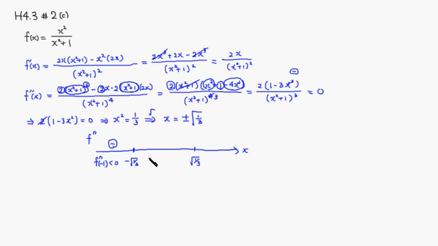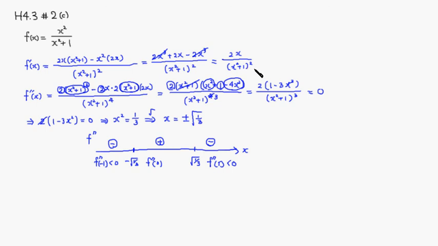For something between negative square root of 1/3 and positive square root of 1/3, I would try 0. For f double prime of 0, the top is positive, so it's a positive second derivative. Then for anything bigger than square root of 1/3, we try 1. You see that the 1 squared makes the top negative, and the bottom is positive, so it's negative here.